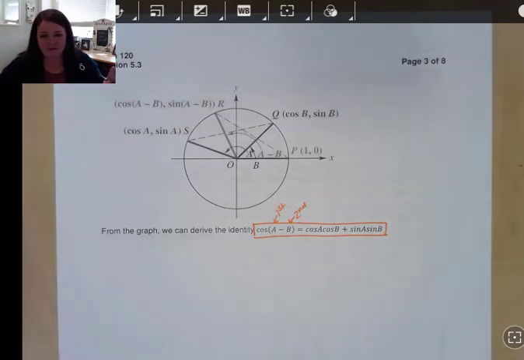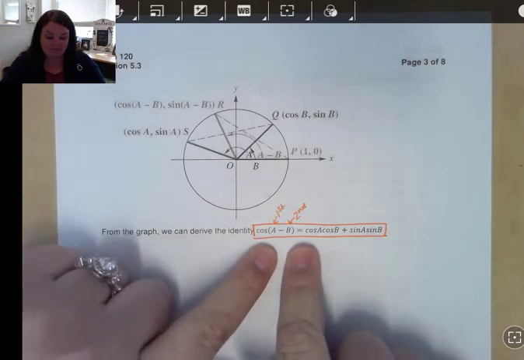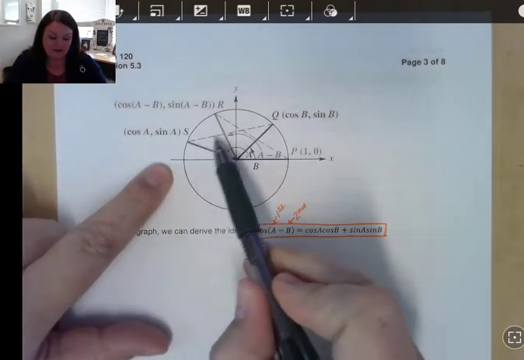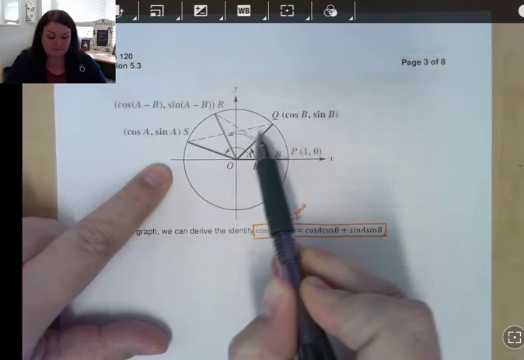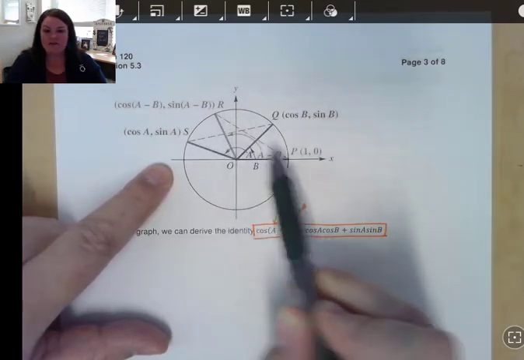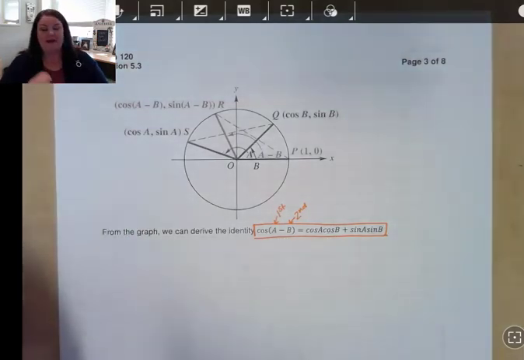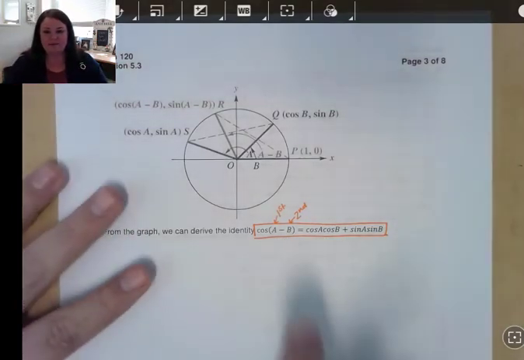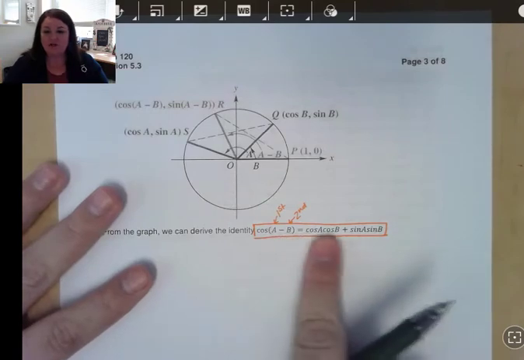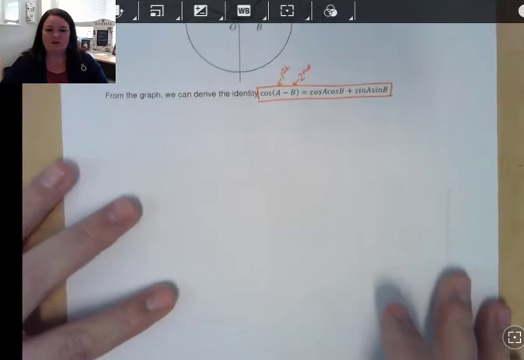So I'm not going to spend a bunch of time on that. If you are interested in how to prove this, basically all we would have to do is set these dotted line distances equal to each other, and then do some algebra to come up with this true statement. Again, I'm not going to go through that because I'm much more concerned about you actually using this identity versus deriving it. So I'm going to go ahead and just scoot up here.